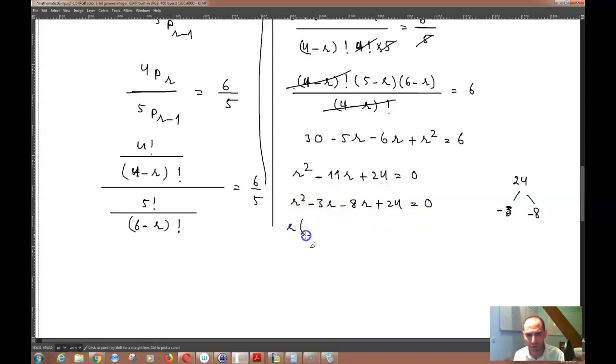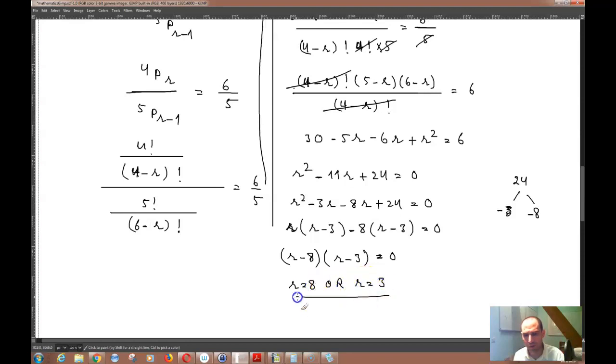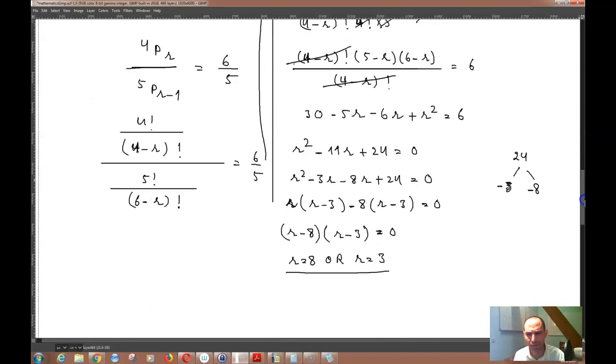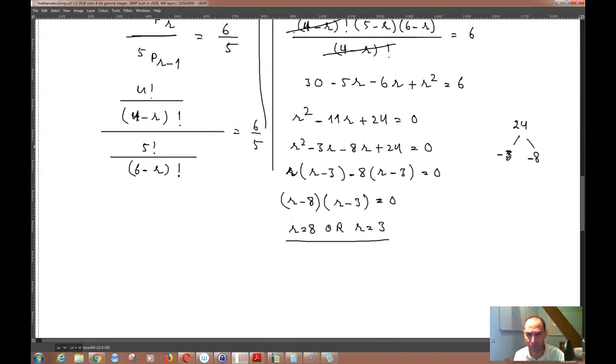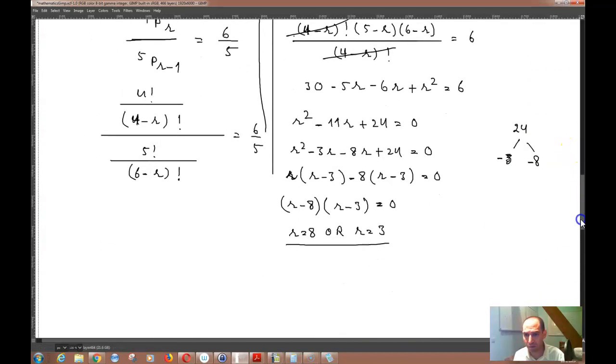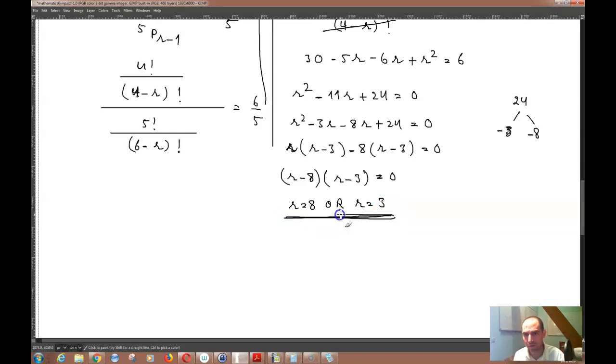And so taking r out would be r times r minus 3 minus 8 times r minus 3 is equal to 0, which means that r minus 8 times r minus 3 is equal to 0. And so r is equal to 8, or r is equal to 3. And over here we said that that is actually the right answer.